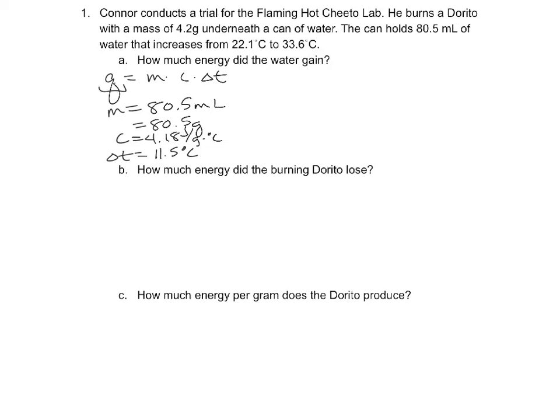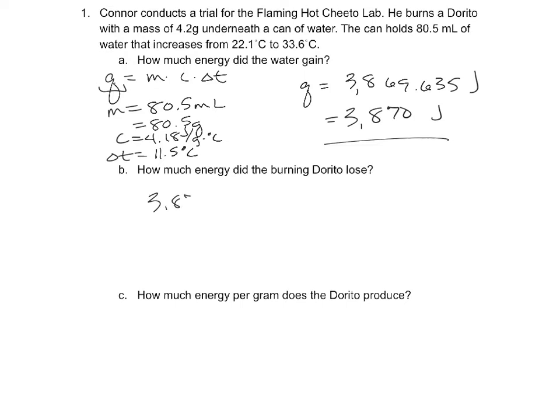So when you do all of this math together, if you put it all into your calculator, you get 3,869.635 joules. And since all of these numbers over here have 3 significant figures, our answer should have 3 significant figures. So we would round this to 3,870 joules. Which means if the water gained 3,870 joules, that means that the Dorito lost 3,870 joules.